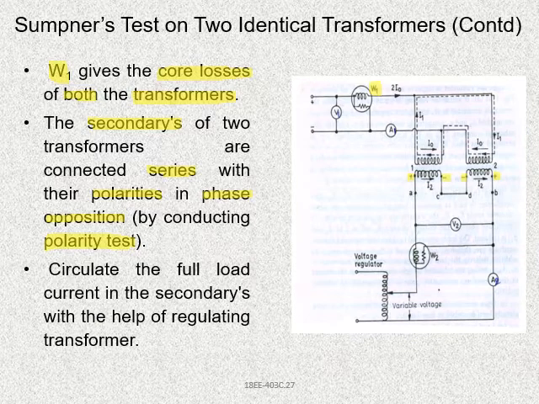Now circulate the full load current. Circulate the full load current in the secondaries with the help of the regulating transformer. So think of this voltage regulator as a load. So circulate the full load current in the secondaries, which is measured over here, with the help of the regulating transformer. With the help of this regulating transformer.